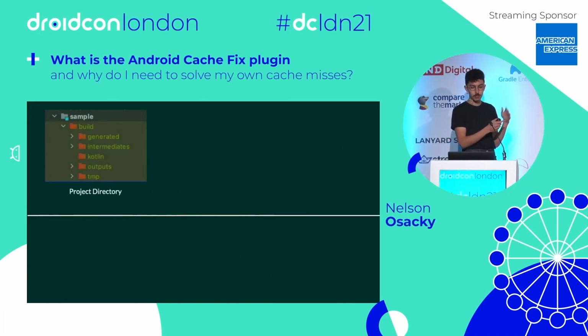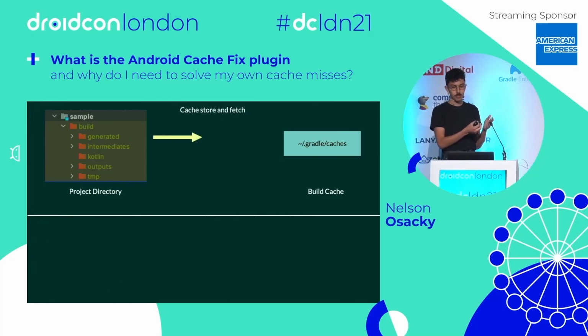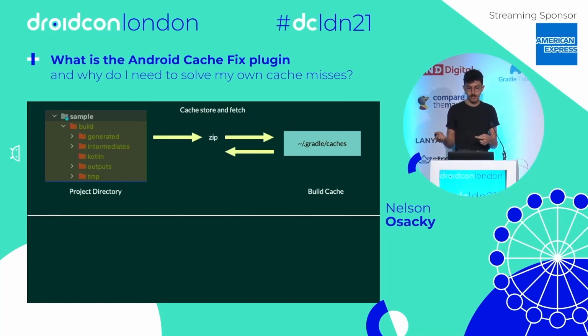So let's say you have your project directory and you have the build cache. These are two separate things. Let's focus on the cache storing and fetching mechanism. So you have something in your build output directory, you zip it up, you put it in the build cache. When you want to fetch it, you grab it from the build cache, you unzip it, and you put it back.